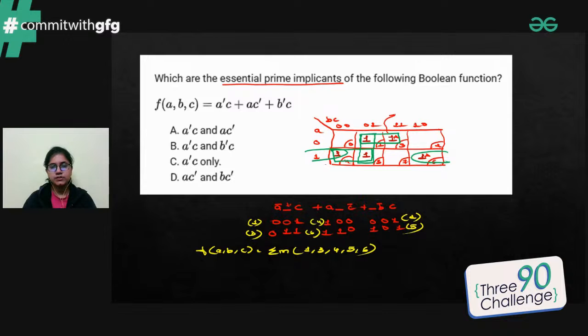Now let's write the expression for this group. It will be A bar C. And what is the expression for this group? This group's expression is A C bar. So what is our answer? Our answer is option A, which is A bar C and A C bar. So I hope you got the solution. Let's move on to the next question now.